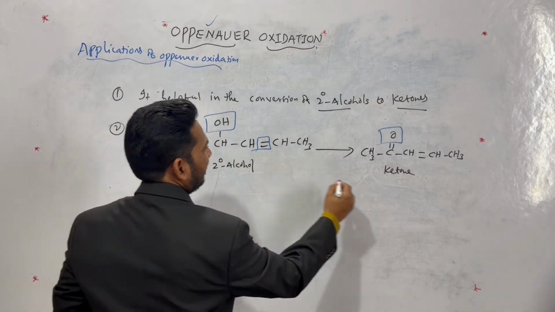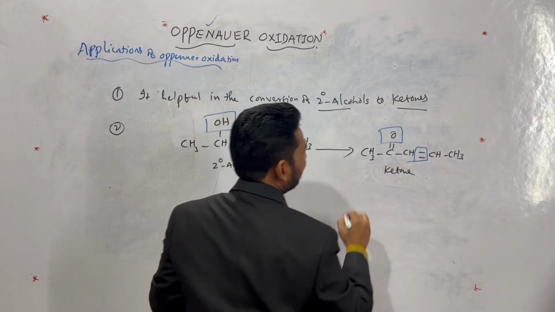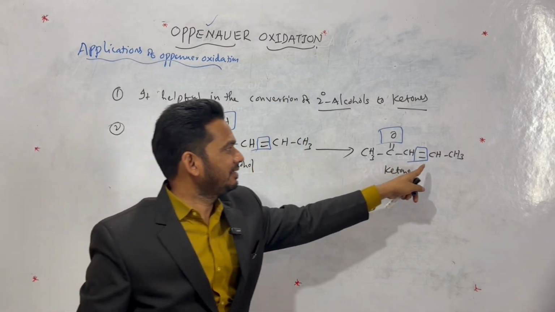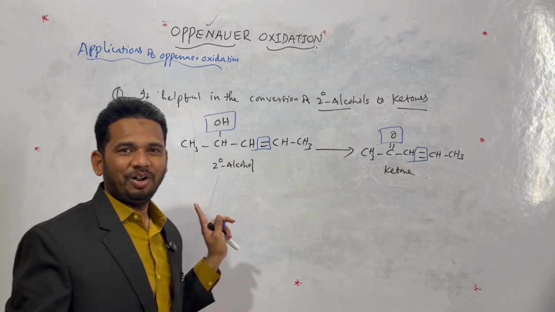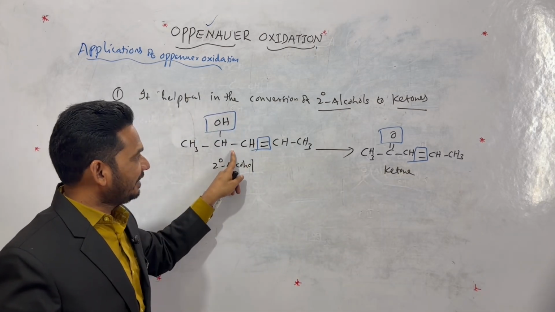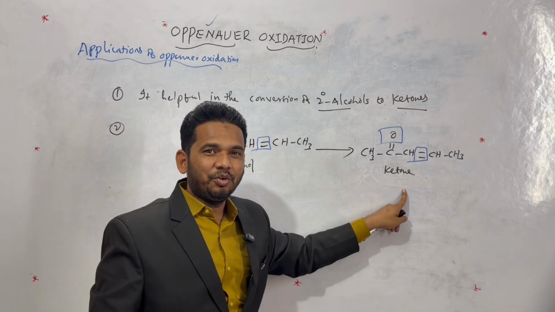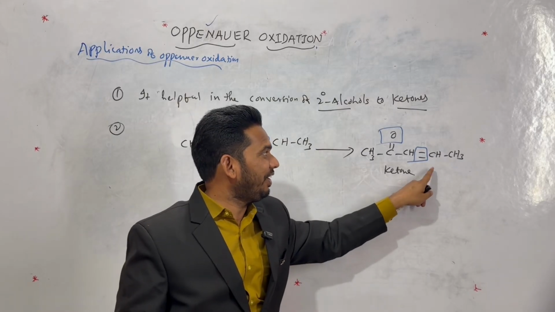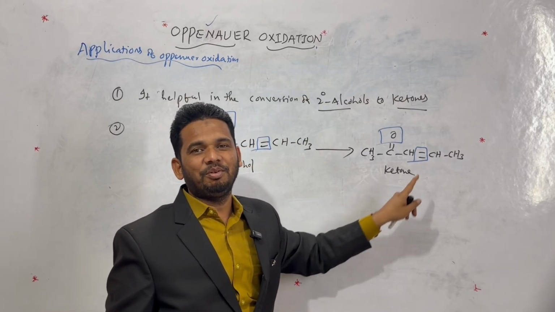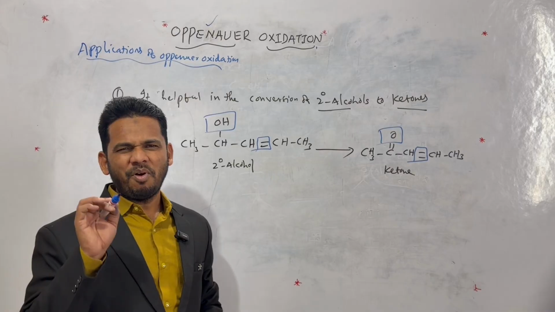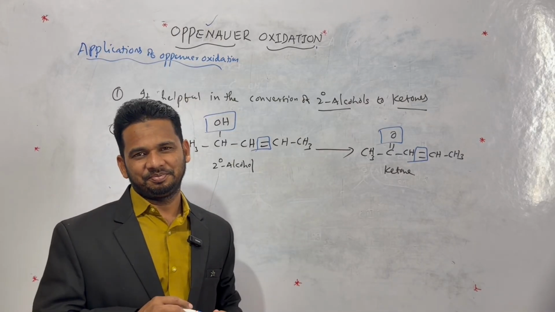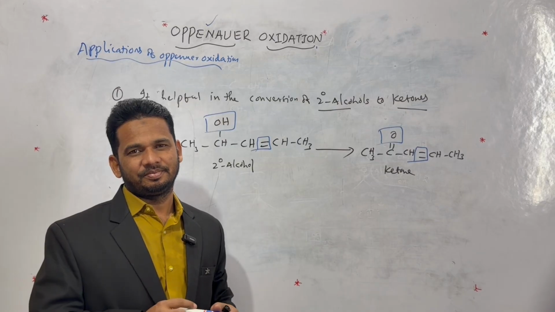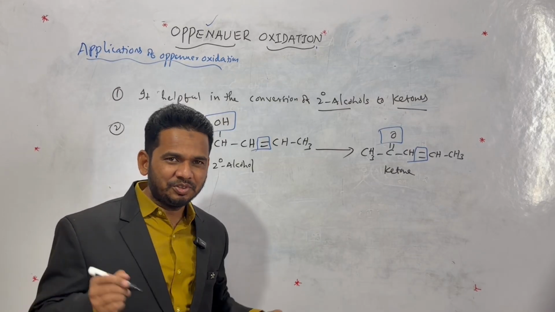But see, without disturbing the double bond. This is very important. Without disturbing the double bond, it converted the secondary alcohol to ketone, but it is not showing any effect on this unsaturation, means on the double bond. That is the important thing, the main advantage of this Oppenauer oxidation. You might have understood this.